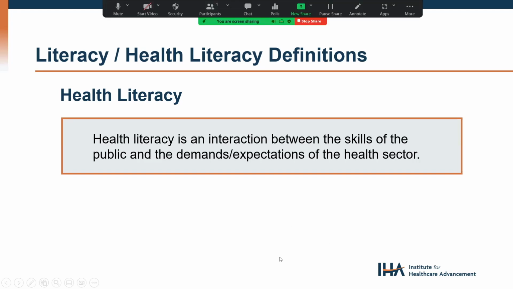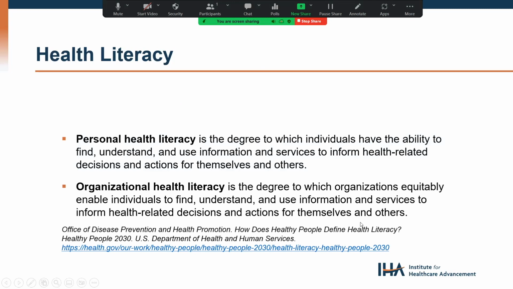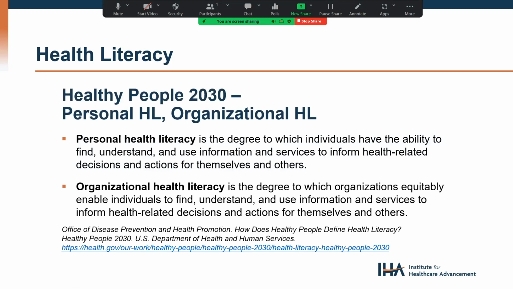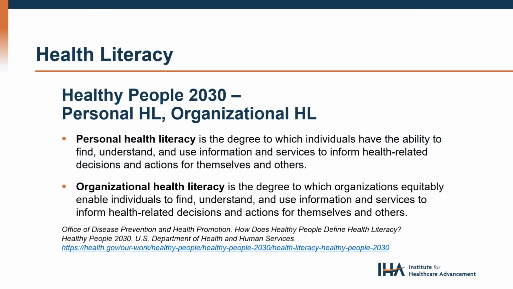So for our next slide, health literacy, there's a couple of definitions, and this got revamped recently with Healthy People 2030, and they broke this into two separate definitions. So there's a personal health literacy definition and an organizational health literacy definition. Personal health literacy is the degree to which individuals have the ability to find, understand, and use information and services to inform health-related decisions and actions for themselves and others. So it's everybody's ability.